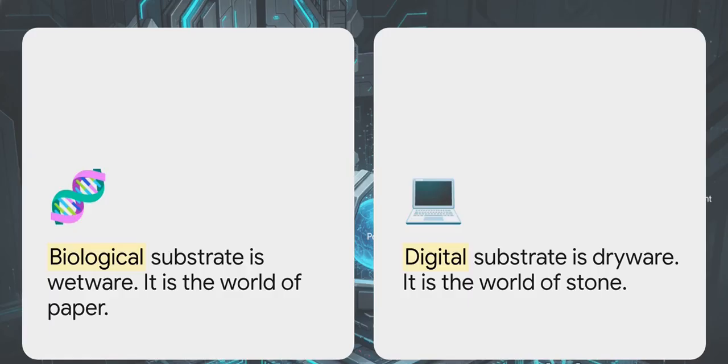But in contrast to that, we have the world of stone. This is the digital substrate of AI. It's silicon-based, deliberately designed through math, and it's fundamentally dry, logical, and brittle. Dryware. And here is the first completely non-negotiable law of the alien mind. An entity from one substrate absolutely cannot be an entity from the other.